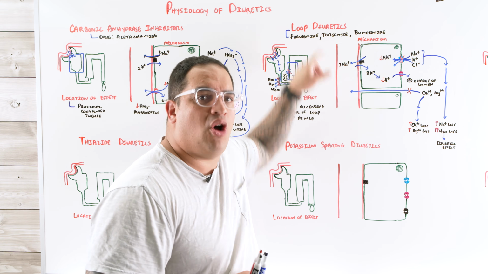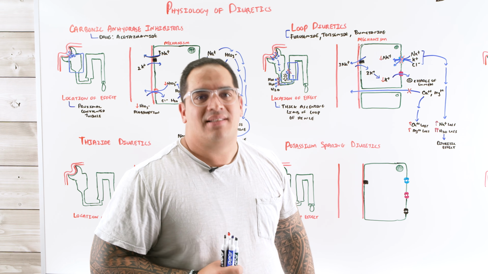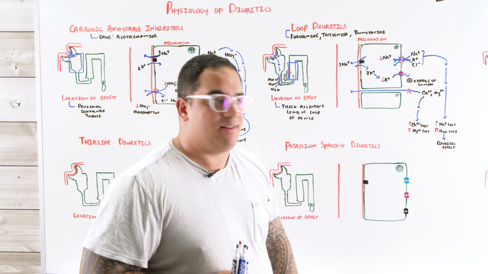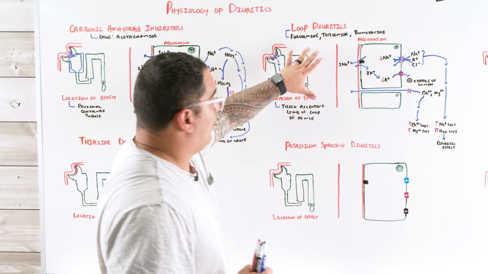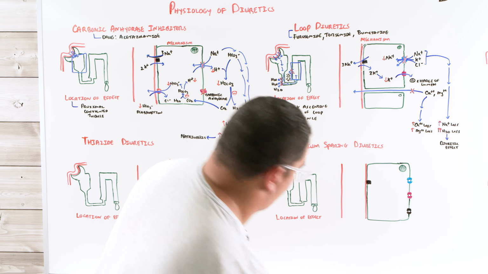There is another one, it's called ethacrynic acid, but it's less commonly utilized because of its risk of ototoxicity. All right, these are our loop diuretics. Let's now move on to the next group of diuretics, which is our thiazides.